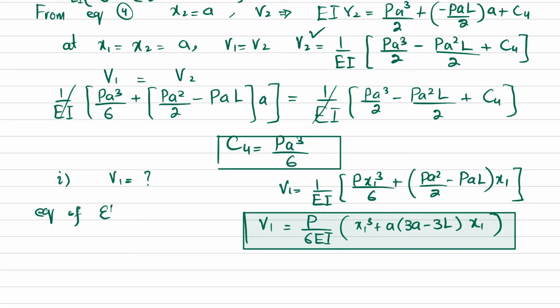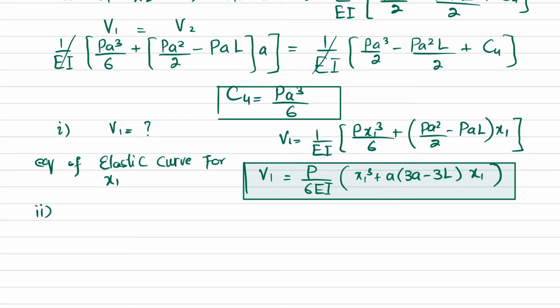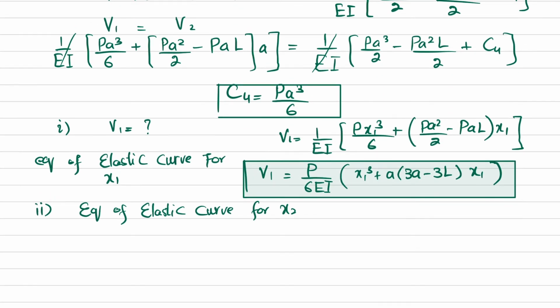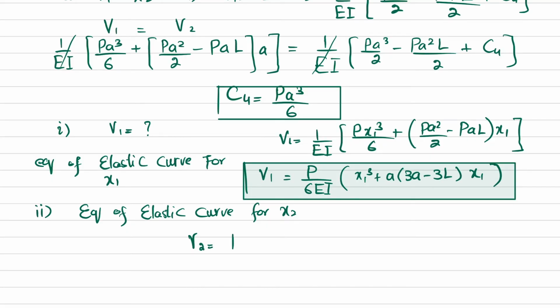Equation of elastic curve for coordinate x1. Now we will find the second part. Second part is the equation of elastic curve for x2. So you have the equation v2, so you have to put all the values of c3 and c4, and at last when you put it, you will get v2 is equal to Pa over 6EI into 3x2 square minus 3Lx2 plus a square. This is the equation of elastic curve for coordinate x2.